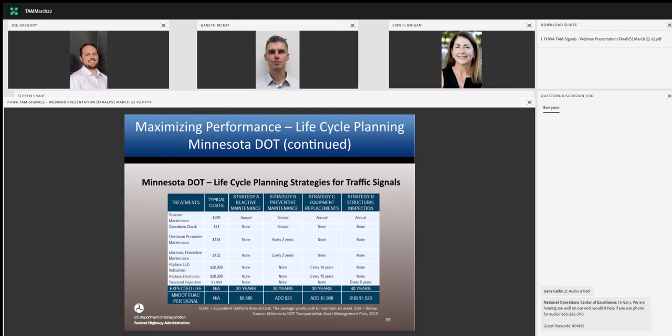There was a range of analysis done to look at these different items, and you can see strategy A was the reactive approach, and that was the sort of base approach that was looked at. On the bottom line here, you can see that the equivalent annual cost of that was about $8,900 per year per signal. And they then looked at what was the incremental cost for some of these other strategies.